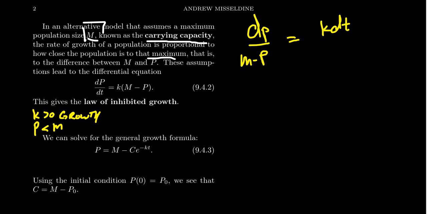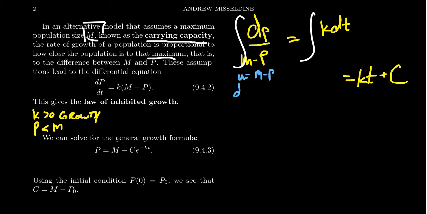And now we want to integrate these things with respect to the variables on the two sides. The right-hand side is going to be fairly straightforward. This is just going to be kt plus a constant. On the left-hand side, in order to integrate with respect to P, I'm going to do a quick u substitution. U equals M minus P. Therefore, du equals negative dP. So we need a double negative to correct that. Then the left-hand side would look like negative the integral of du over u. This becomes the negative natural log of the absolute value of u, like so.